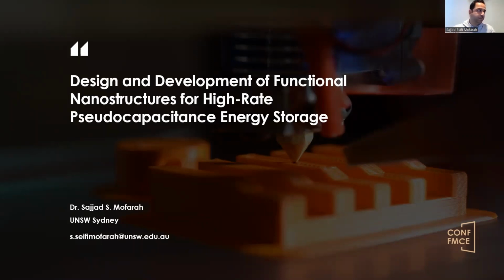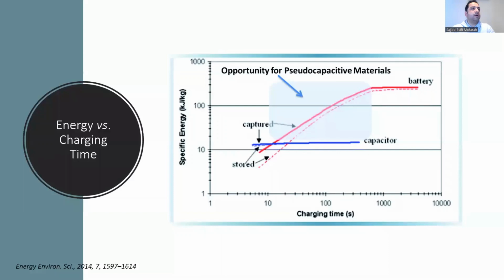pseudocapacitance energy storage. Before talking about different types of pseudocapacitance materials, I would like to talk about different types of energy storage devices. Energy storage devices, according to the specific energy density and power density, which is related to the time of charge and discharge, can be classified into three different types. So the first class can be supercapacitors or electric double layer capacitors.